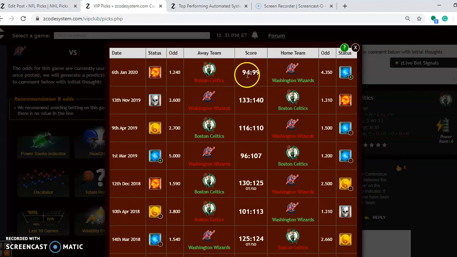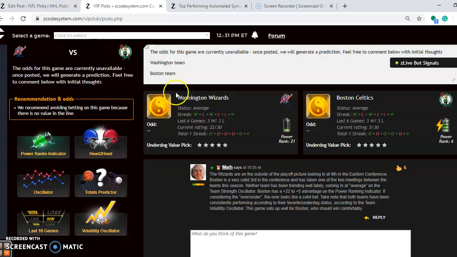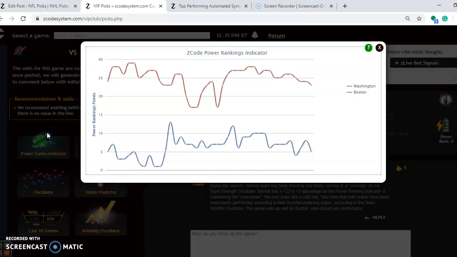You see Washington won the last one, 99-94. Boston won the previous one, 140 to 133. If you look at the power ranking indicator, Boston is at plus 23. Washington is at plus 5 at the moment.